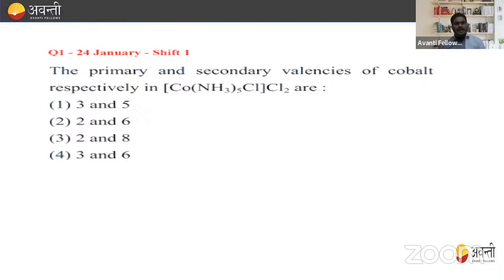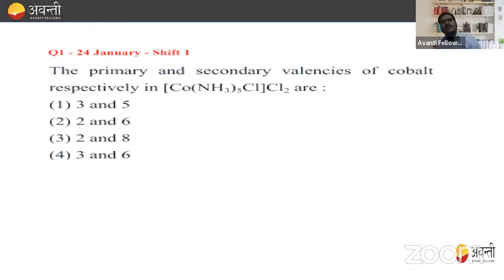Here I'm including the last 2-3 years' questions, generally from coordination compounds, right? So let's start with this. And what type of question? So what is the first question, beta? This one asks the primary and the secondary valency of cobalt respectively in this complex. You have to identify the primary and the secondary valency.